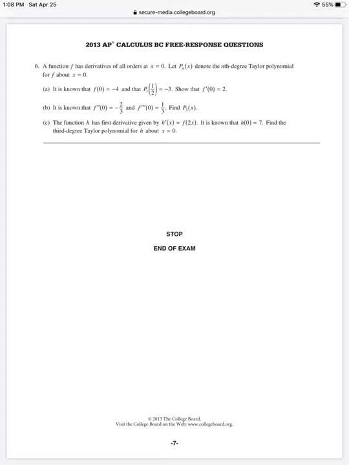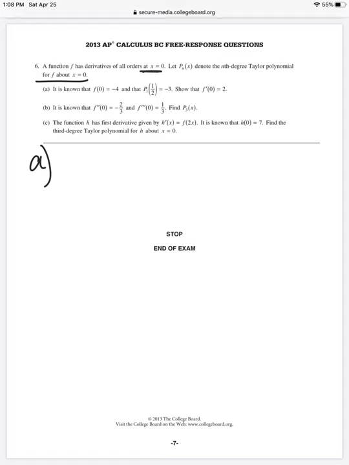All right, 2013, number 6. Here is a Taylor polynomial, series 1. A function f has derivatives of all orders at x equals 0. So this is really a Maclaurin series because it's at x equals 0, right? Let p sub n of x denote the nth degree Taylor polynomial for f about x equals 0.